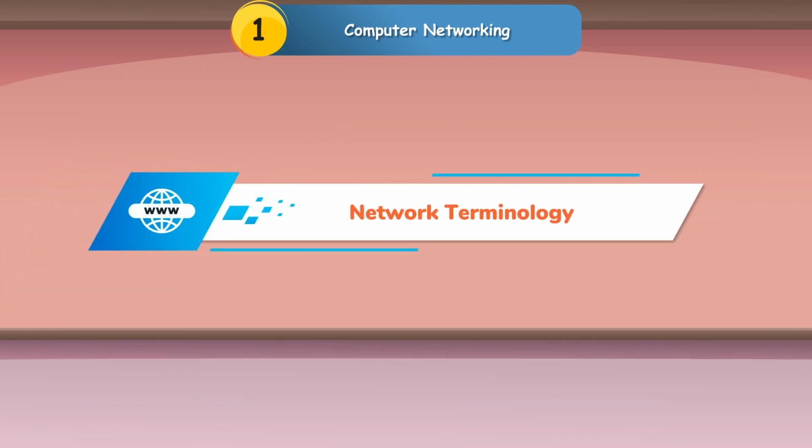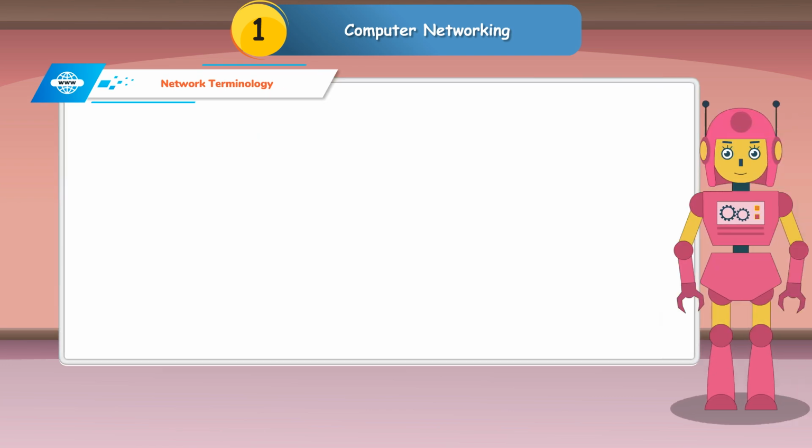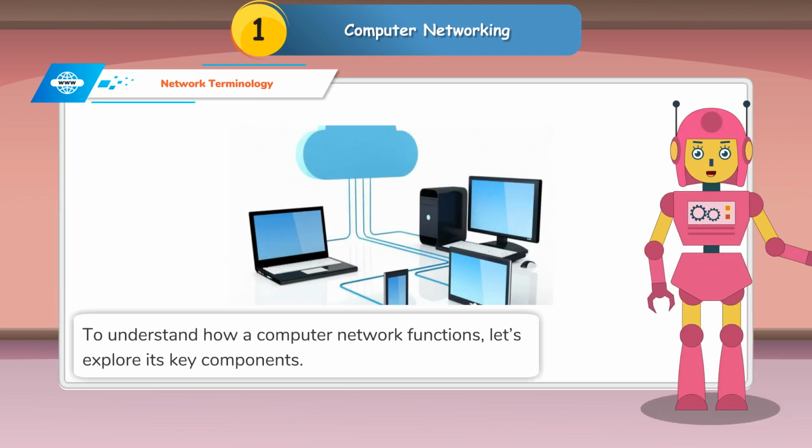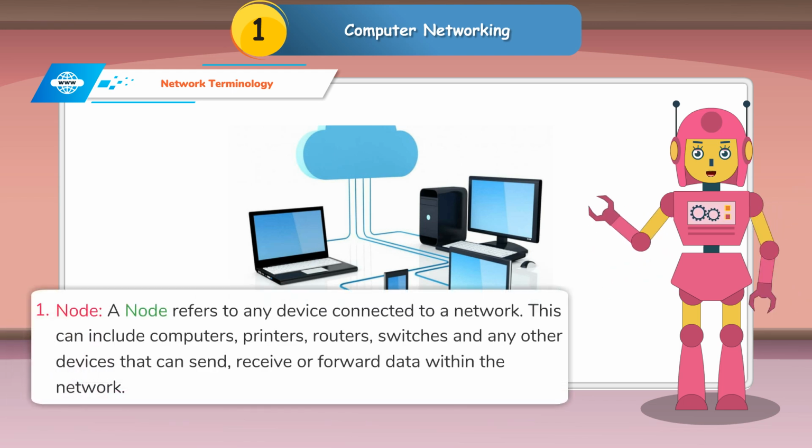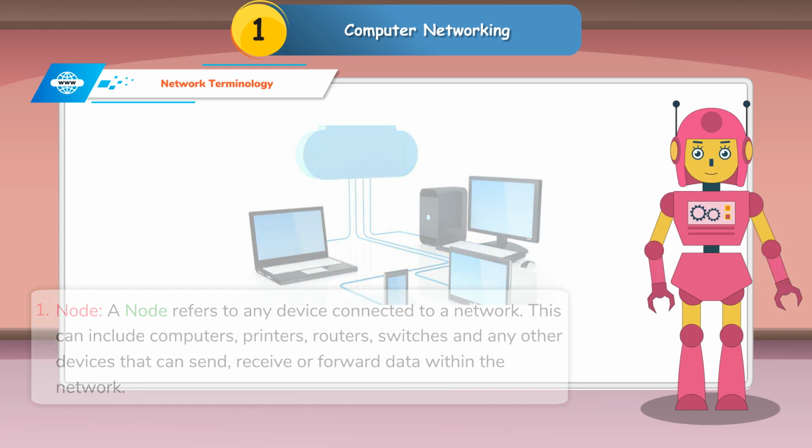Network terminology. To understand how a computer network functions, let's explore its key components. 1. Node. A node refers to any device connected to a network. This can include computers, printers, routers, switches, and any other devices that can send, receive, or forward data within the network.